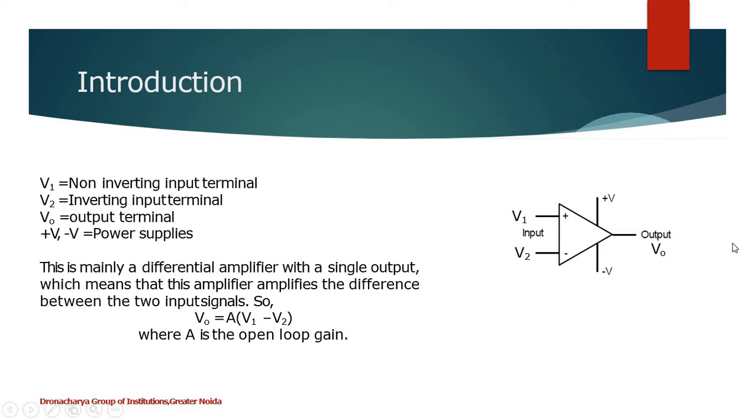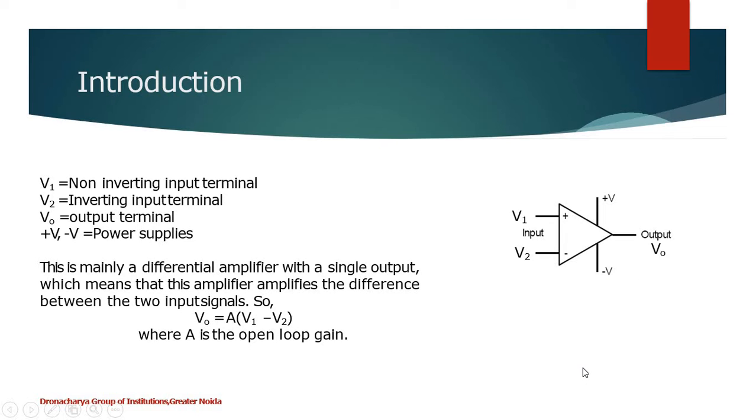So this is how an op-amp looks like. It has 5 terminals. V1 is the non-inverting input terminal. V2 is the inverting input terminal. V0 is the output terminal. And plus V and minus V are the power supplies.